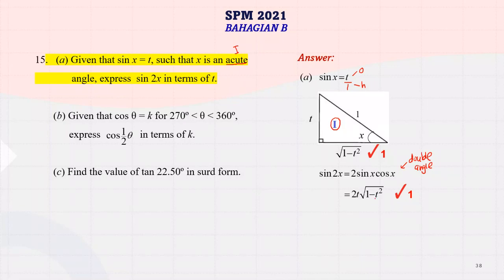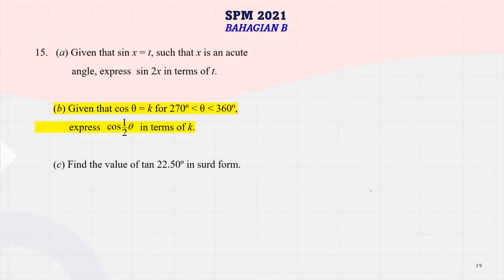Okay, so now kita pergi pada B. The one that I highlight there. Given that cos theta is equals to k, where this one adalah dekat mana? It is the fourth quadrant. Okay, and then kita nampak dia kata express cos 1/2 theta. So yang ini bila kita nampak a key, kalau if you find out dia melibatkan half, this is kita panggil sebagai half angle, jadi kita kena merujuk kepada double angle formula. Kita menggunakan double angle formula.